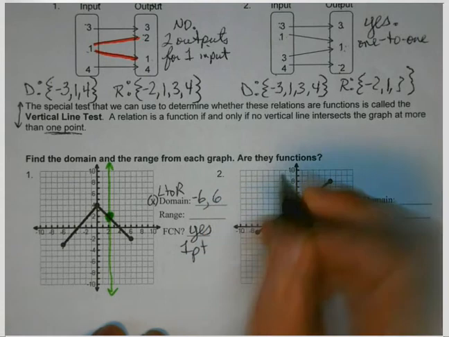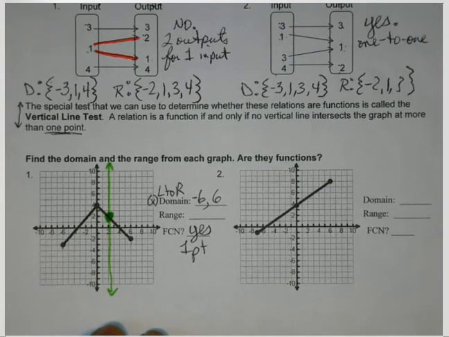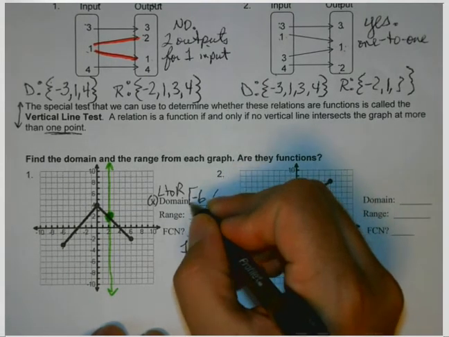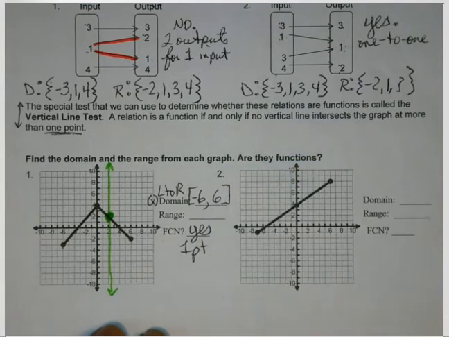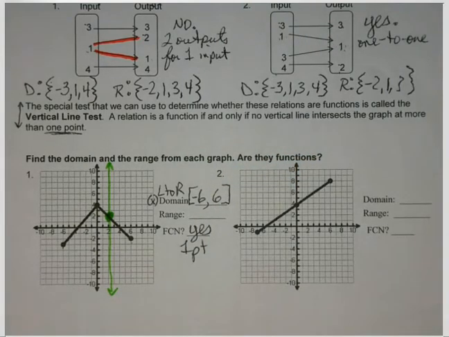Here's how this one's going to work. We're going to put a comma in there. And since there's dots at each end, we want to include those. And we're going to use a bracket. A bracket means you include the endpoints.